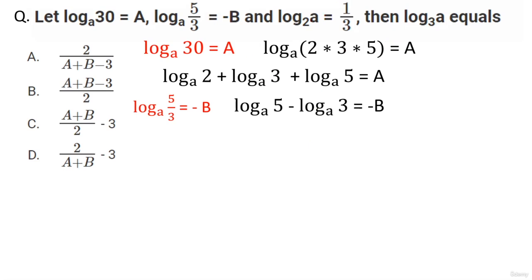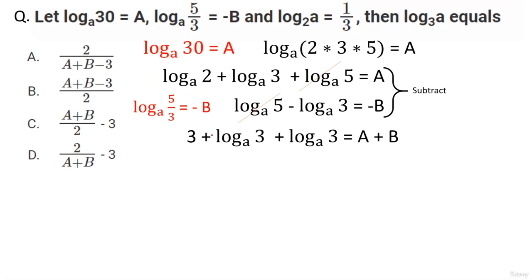See, log of a to the base 2 is given as 1 by 3, right guys? So from here we can say that log of 2 to the base a will be the reciprocal, equal to 3. So we can replace it with 3, right? That's the first step. And second, I will eliminate log of 5 to the base a now by subtracting these two equations. When we subtract these two equations, these two terms will get cancelled out, and I can replace log of 2 to the base a with 3 as I explained earlier.